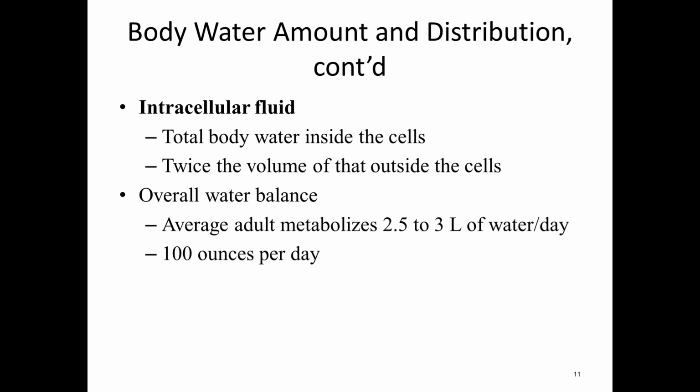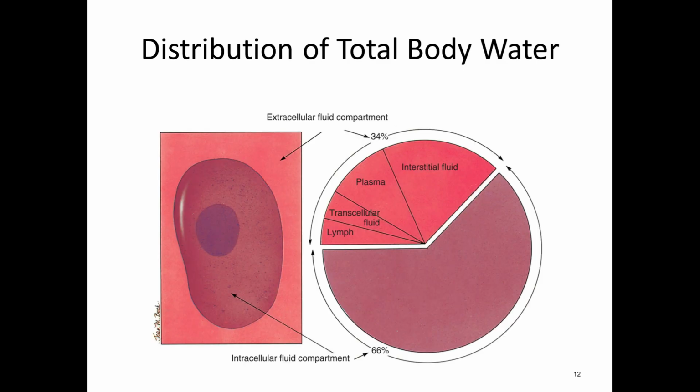Intracellular fluid: total body water inside the cells, twice the volume of that outside the cells. Overall water balance: the average adult metabolizes 2.5 to 3 liters of water per day, about 100 ounces per day. These are the distribution of total body water.